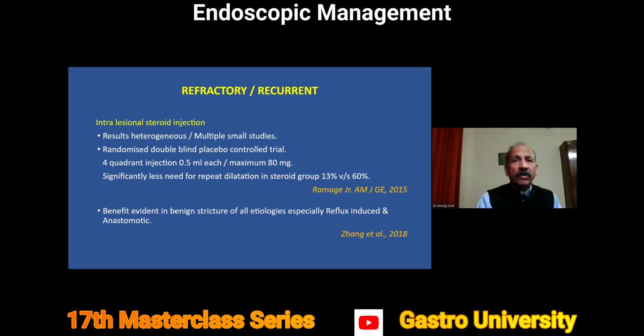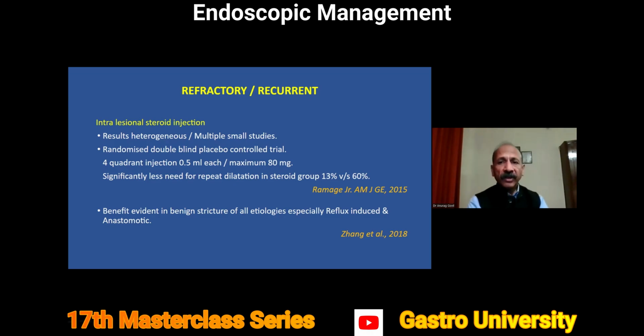Coming to refractory or the recurrent strictures, we have these options. One is intralesional steroid injection. Very heterogeneous results, multiple small studies. I quote one, which was a randomized double-blind, placebo-controlled trial. You give 4-quadrant injections, 0.5 ml each of the steroid. Maximum, of course, is 80 milligram. And what they showed was that there was significantly less need for repeat dilatation in the steroid group.